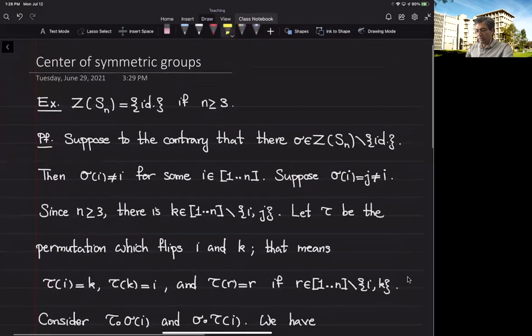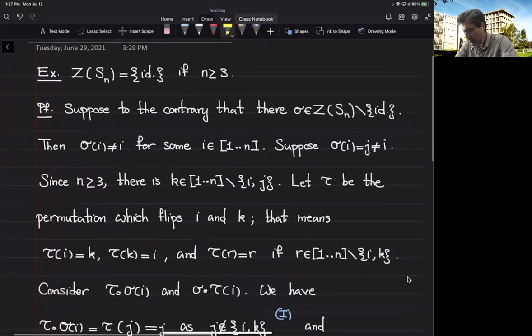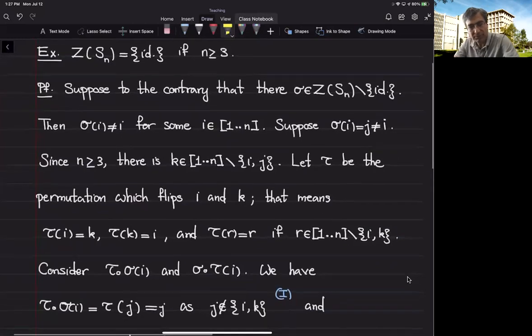Let's start by proving that the center of the symmetric group S sub n, if n is at least 3, is trivial. Only the identity can commute with all the permutations of S sub n of n elements if n is at least 3. Okay, that is what we want to show. We are going to proceed by contradiction.